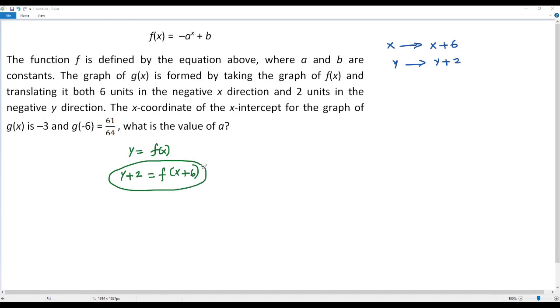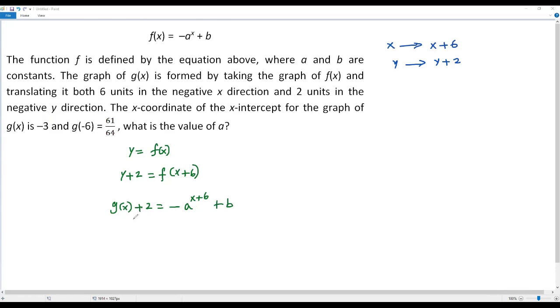Okay, since I have applied the given two transformations on the function f of x, now it has become the function g of x. Since it has become the function g of x, we can replace this y by g of x. Then we get g of x positive 2. Now to get the expression for f of x positive 6, we have to plug in this x positive 6 for x here. The same we have to do on the right side. That is, we have to plug in this x positive 6 for x here. Then I'm getting negative a to the power of x positive 6 positive b.